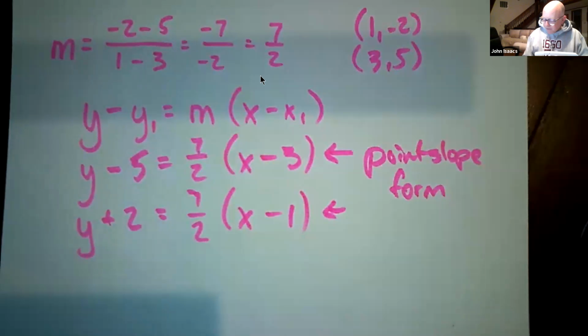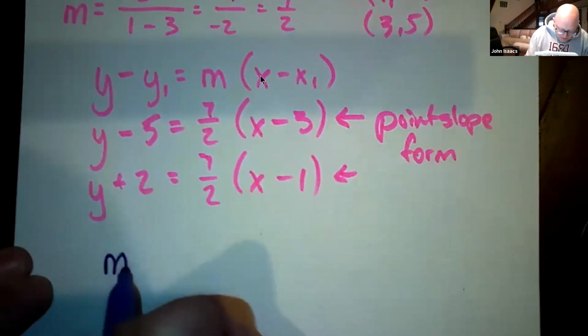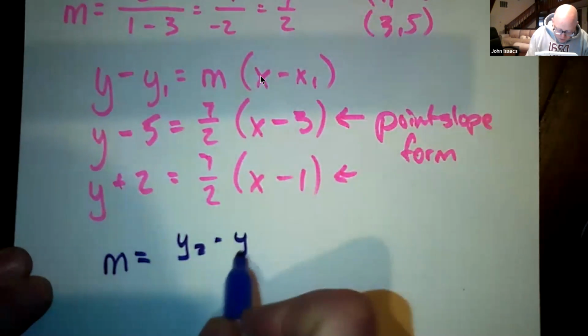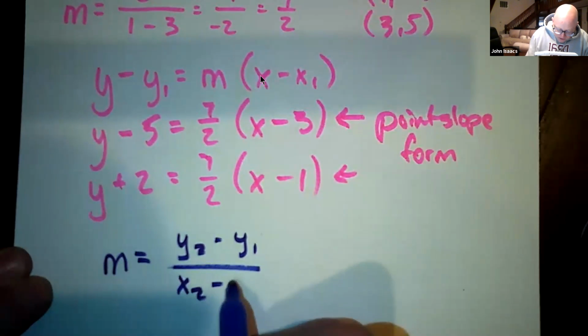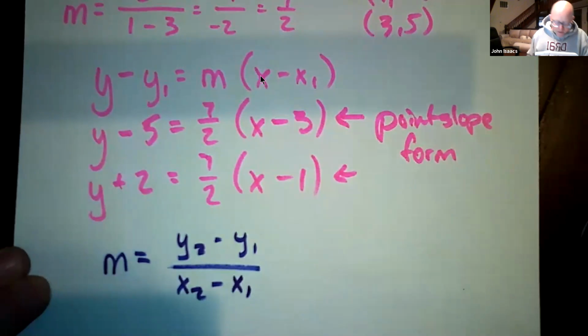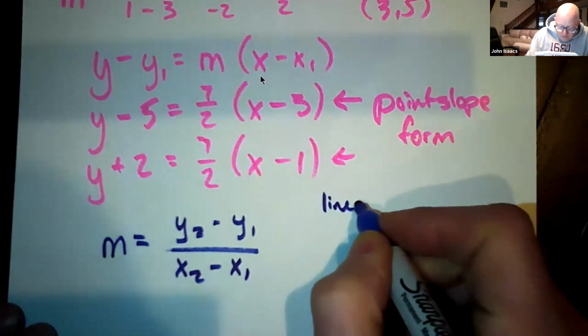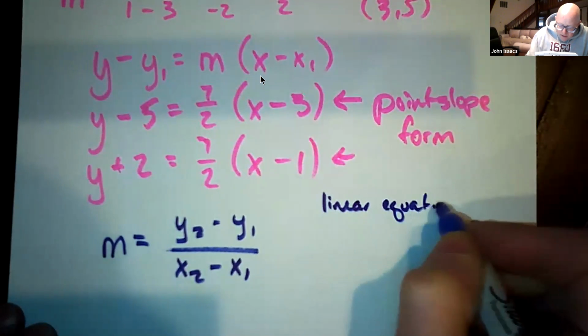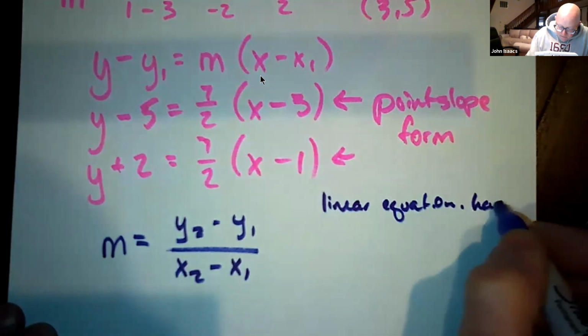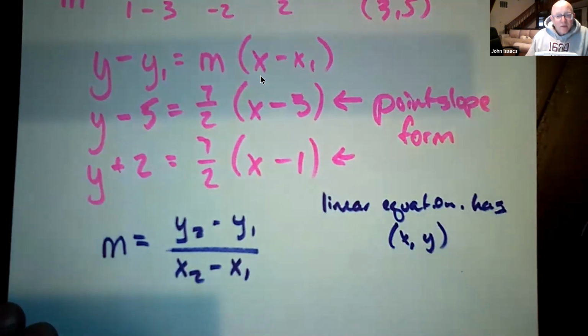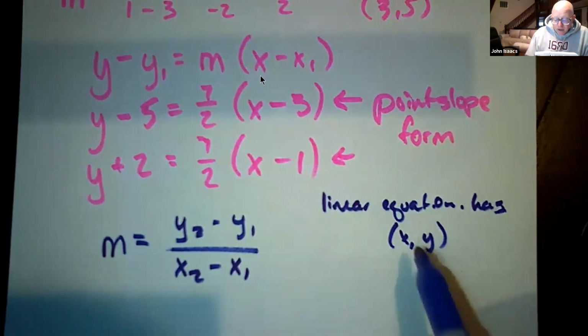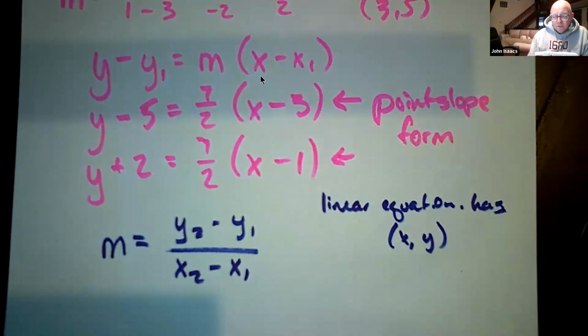Now, another way to think about this, or where this comes from, is the slope equation: m equals y2 minus y1 over x2 minus x1. Okay, well, a linear equation has x and y in it that are allowed to change. They're allowed to vary. We call them variables because of where they're allowed to vary. That's what generates all the infinite number of points on the line.